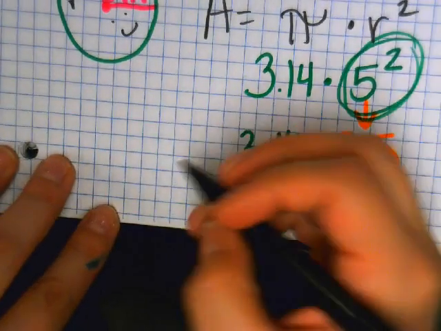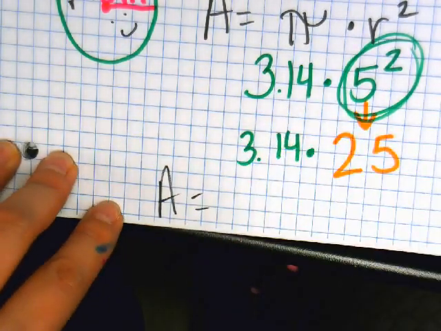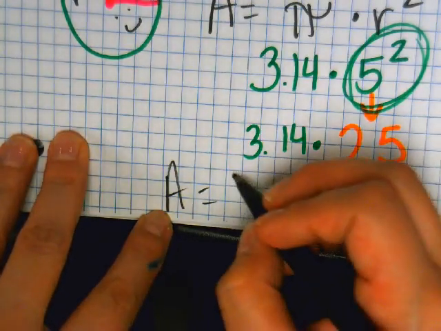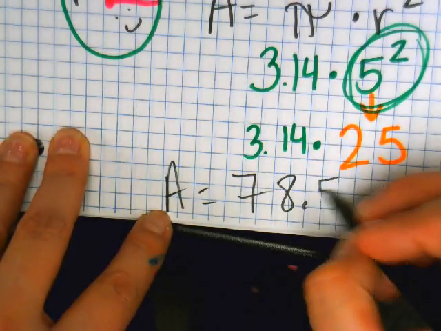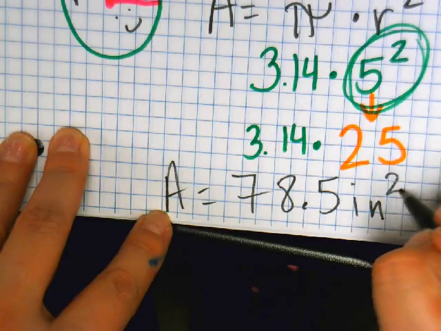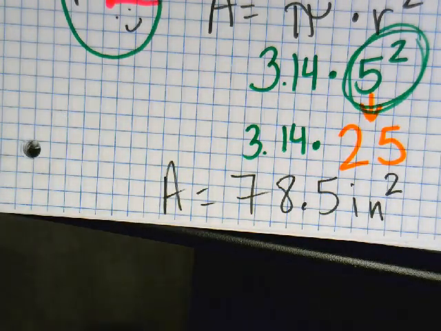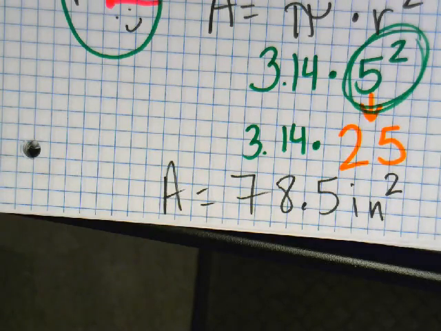A for area. Area equals 78.5 inches squared. Inches squared. So every time you do area, you will always use a square. No matter what the unit is, inches, centimeters, feet, yards, you're going to put that little 2. Not for perimeter, not for circumference. Only for area. Area is always squared.